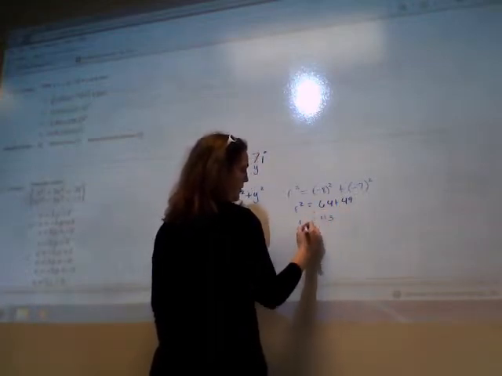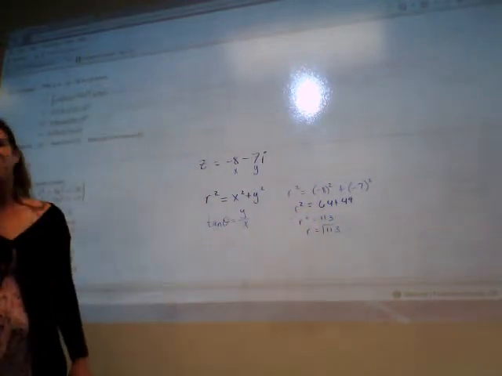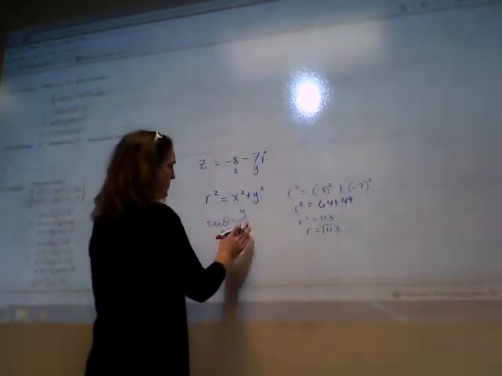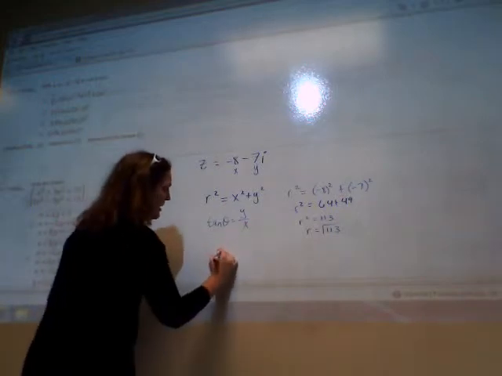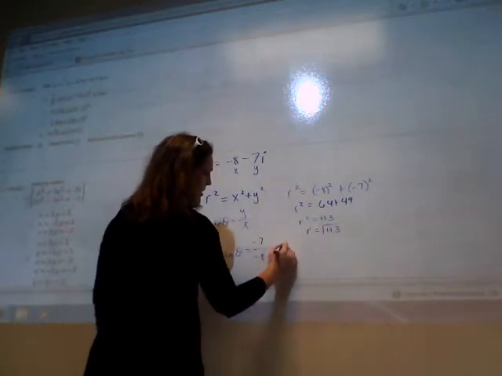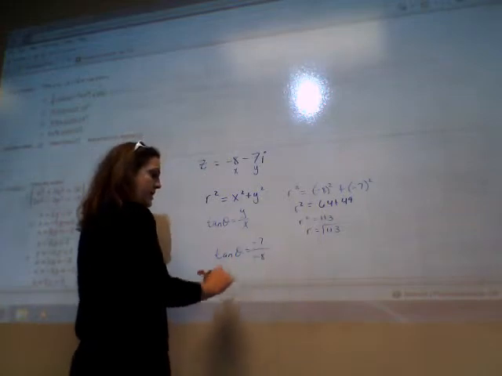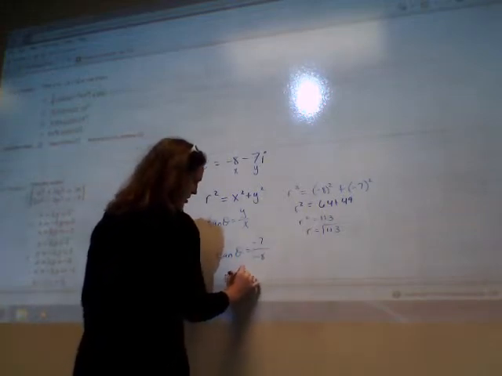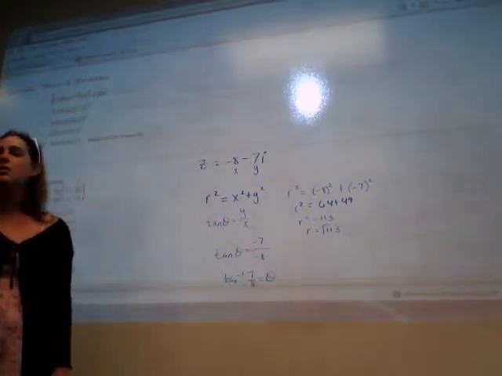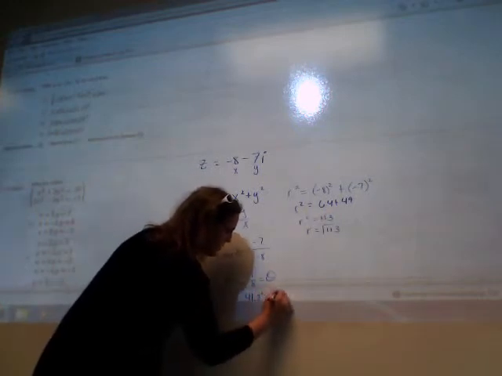113. And then r will equal the square root of 113. I don't believe that reduces. All right. And then we're doing the tangent of theta here, right? Tangent of theta is equal to y, negative 7, over x, negative 8. And what do we get? We need to do the inverse, right? Tangent inverse of 7/8. 21.2 degrees is equal to theta, okay?